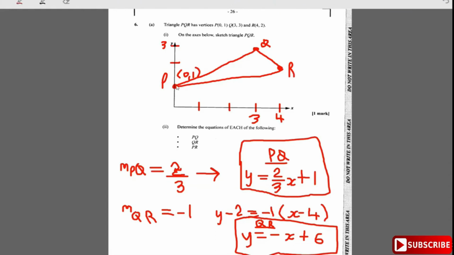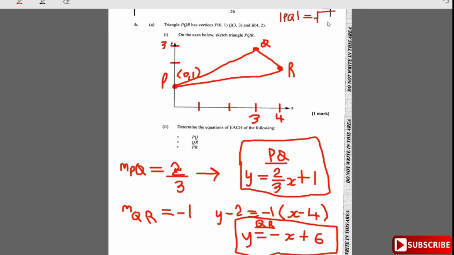So if you were asked to find the length of the line PQ, it would be the square root of (x2 minus x1) squared plus (y2 minus y1) squared, which is 3 squared plus 3 minus 1, which is 2 squared. 3 squared plus 2 squared is 13. So PQ is the square root of 13.